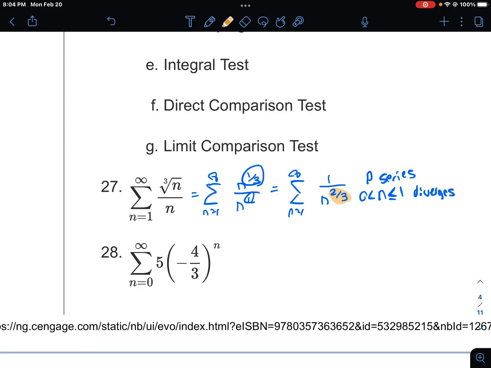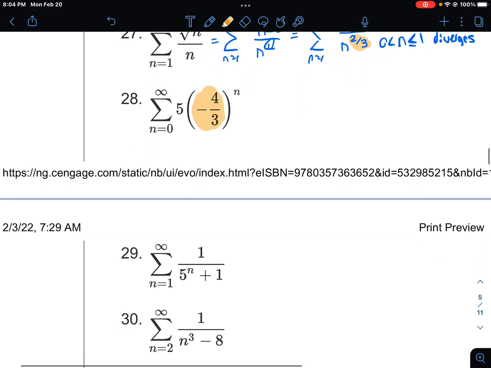This next one's geometric. You guys can tell from this right here. In a geometric series, if the absolute value is less than 1, then it converges. However, that is 4/3. So you're going to keep multiplying by 4/3. Things get bigger, so it diverges.